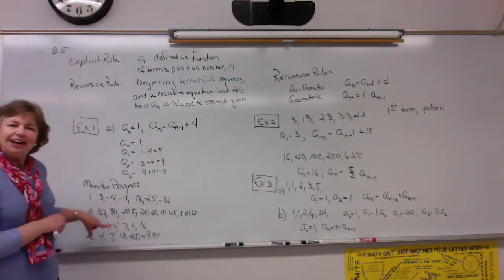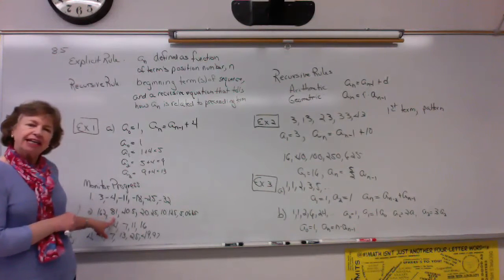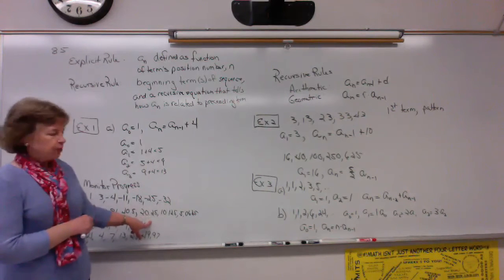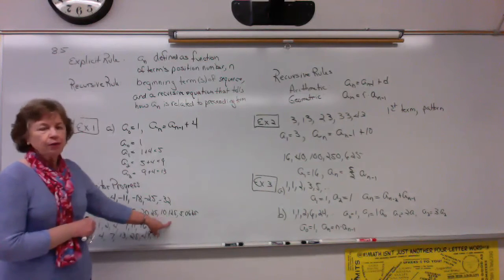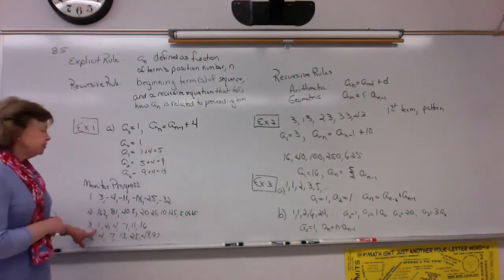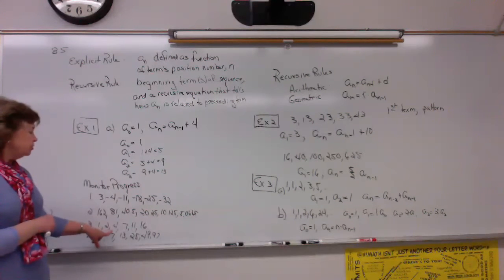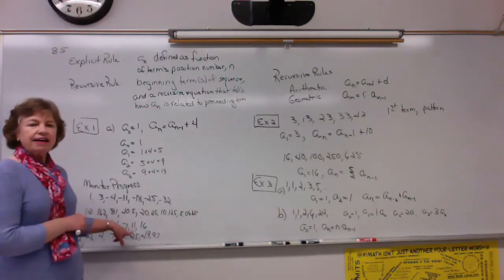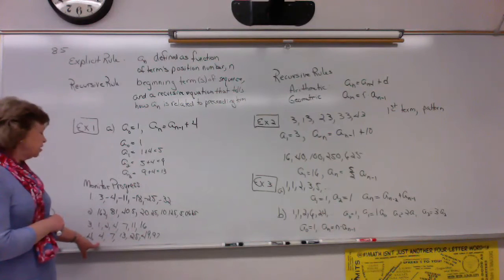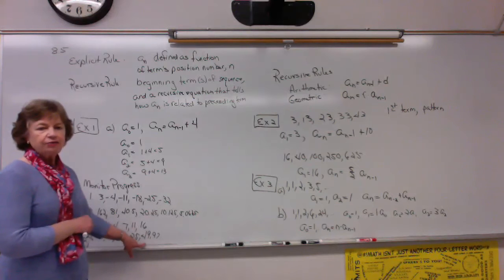The second one for monitoring progress starts at 162, and then each time you're taking half, so then 81, then 40.5, then 20.25, 10.125, and 5.065. For the third one, I'm applying that rule. I have 1, then 2, then 4, then 7, then 11, and 16. And for the fourth one, you should have ended up with 4, then 7, then 13, then 25, then 49, and 97.